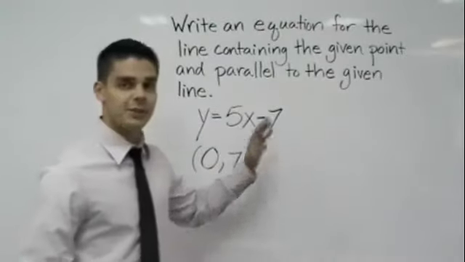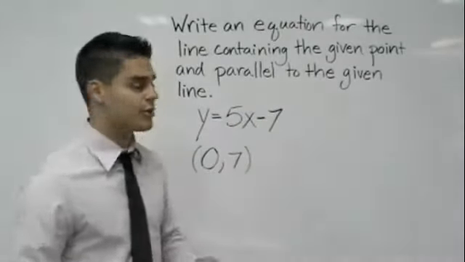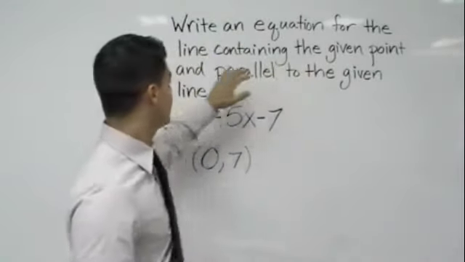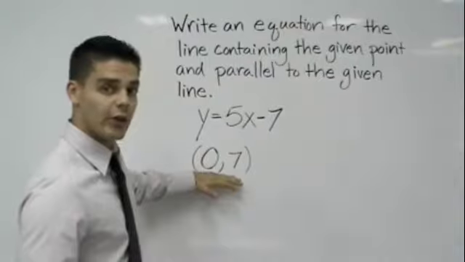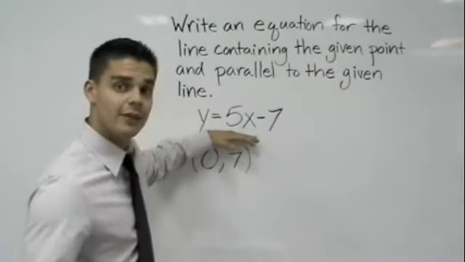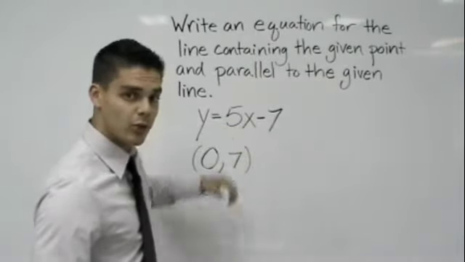In a problem like this, you want to make sure you understand the instructions. They say write an equation for the line containing the given point, talking about this point, and it must be parallel to the given equation or the given line. So we want a line that's parallel to this one.